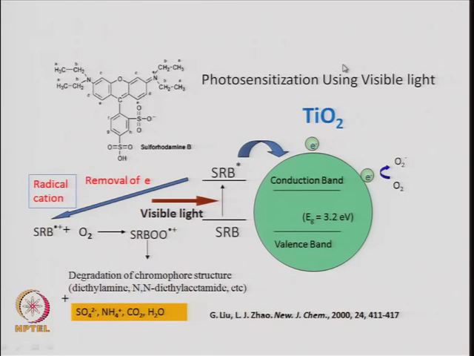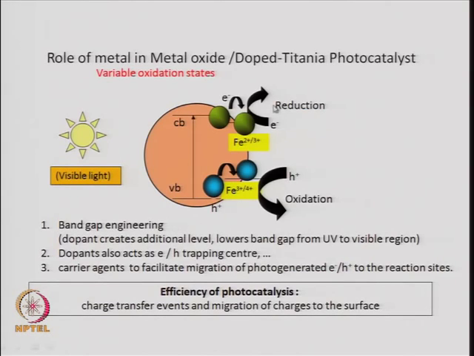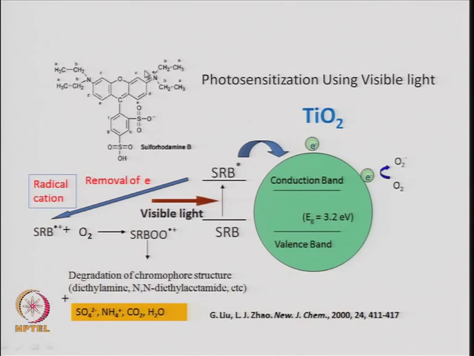Now, this is a case of photosensitization using UV-visible light. So, how are you going to use visible light? Using a dye which acts as a photosensitizer. In the previous case, you brought down the band gap by adding a metal oxide as a dopant, and then visible light became useful to make it act as a photocatalyst. So, TiO2 with the iron oxide dopant became a visible light photocatalyst, but here you are not using a metal oxide, you are using a dye which is an organic compound.